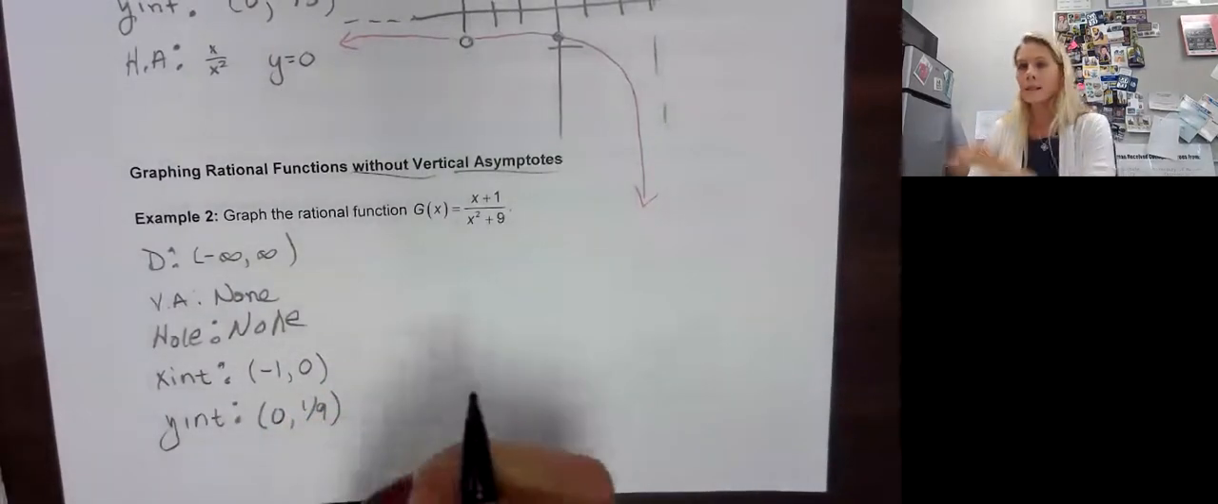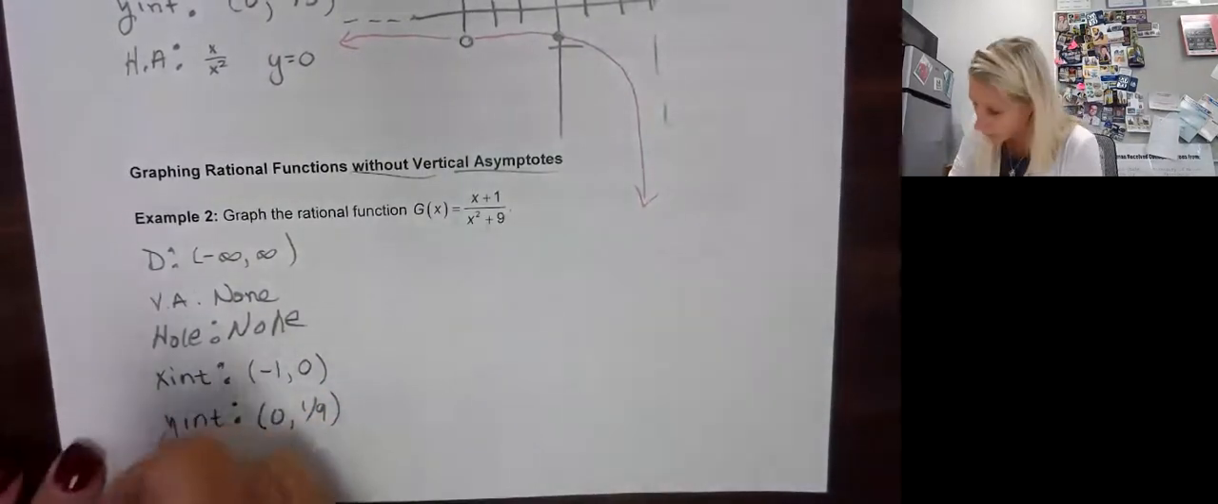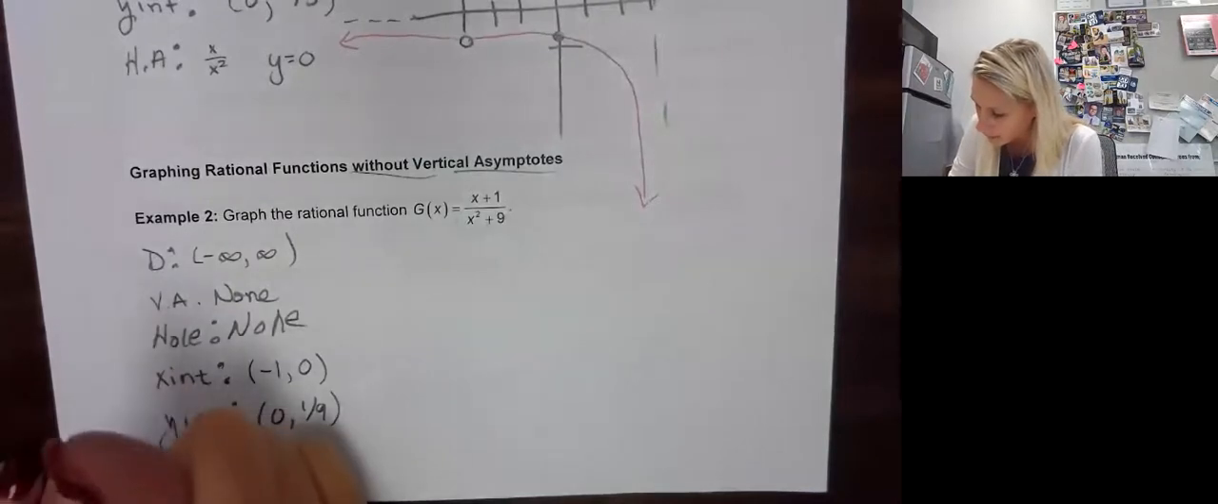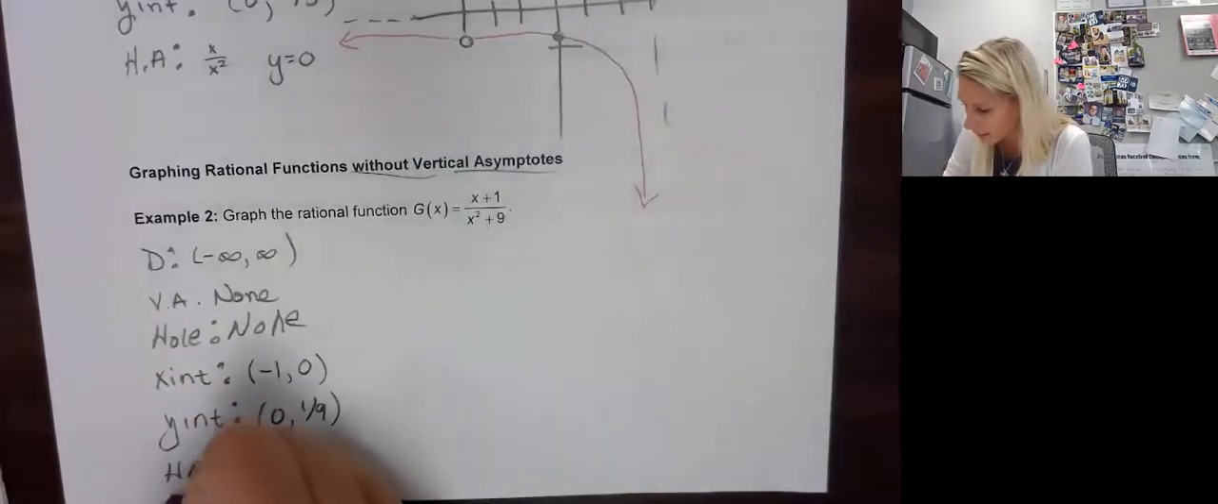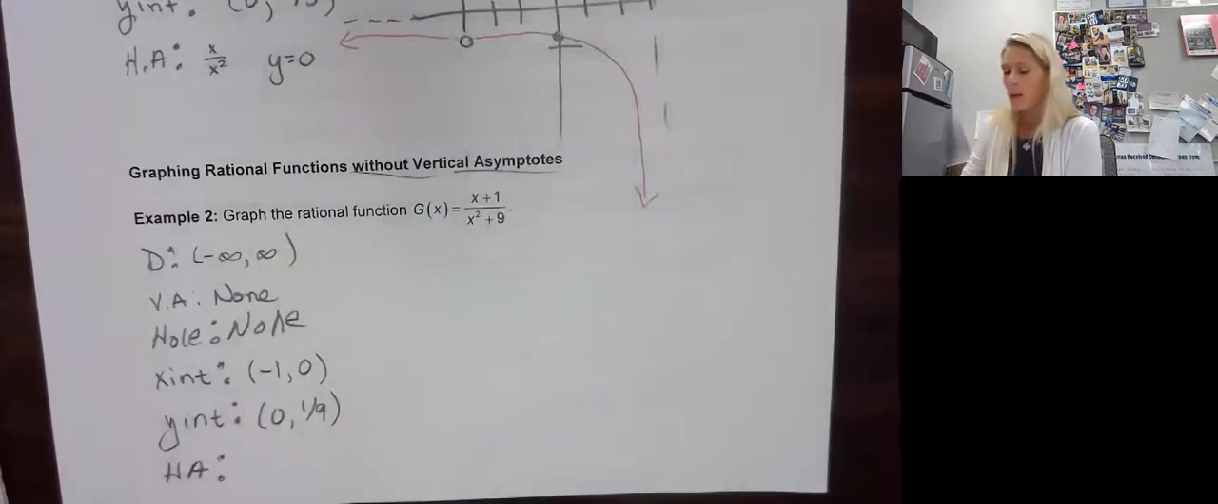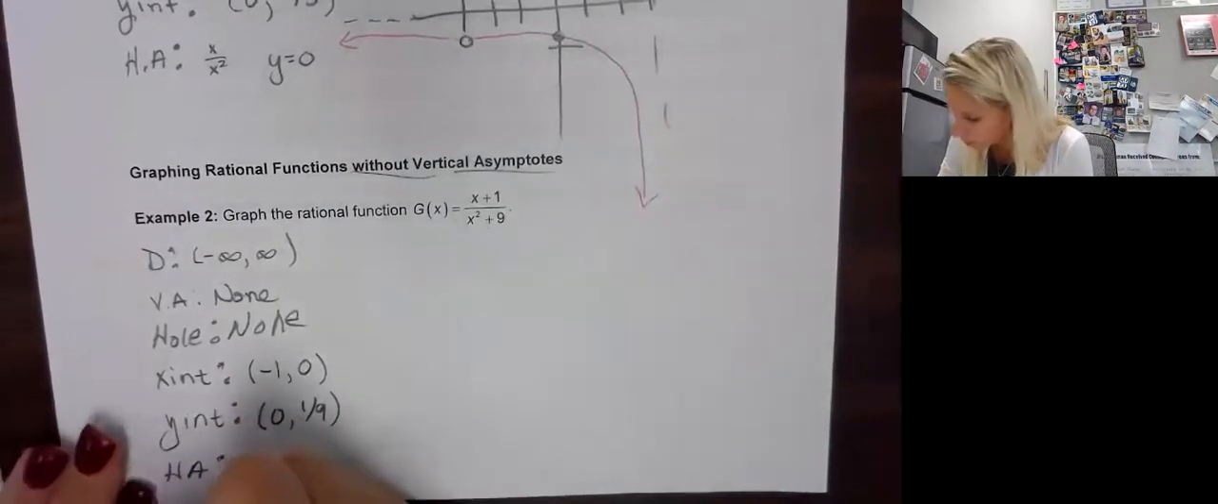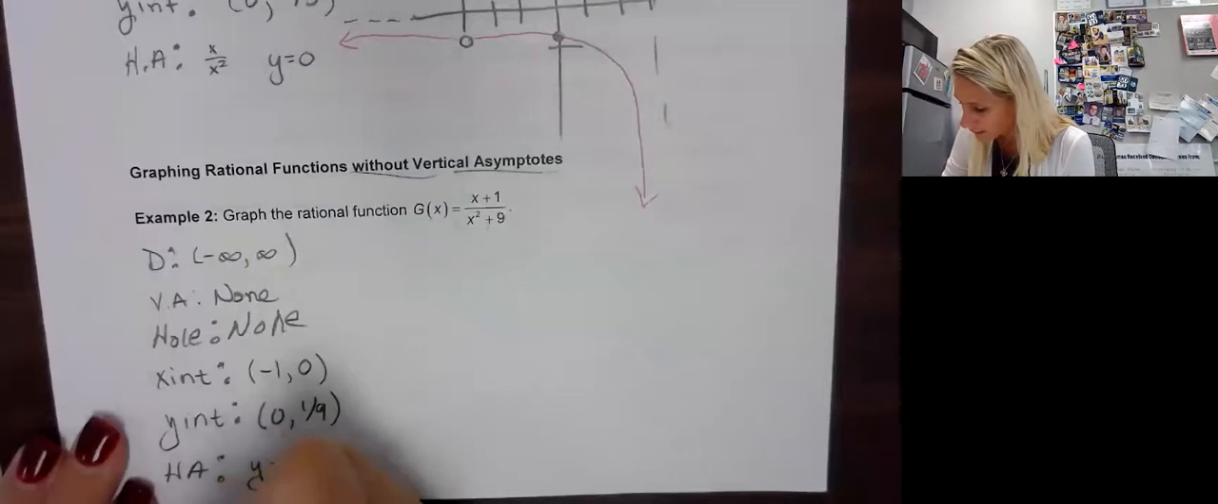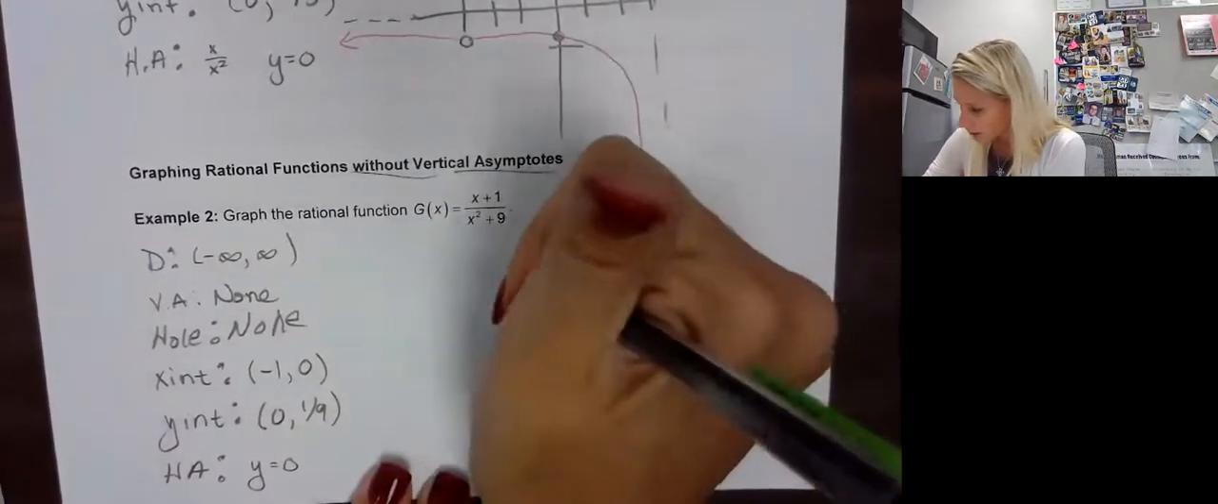Now, lots of times we stop here, but don't forget we need the horizontal asymptote. And just like the one above, our denominator looks bigger than our numerator. So we have a horizontal asymptote at 0. All right.